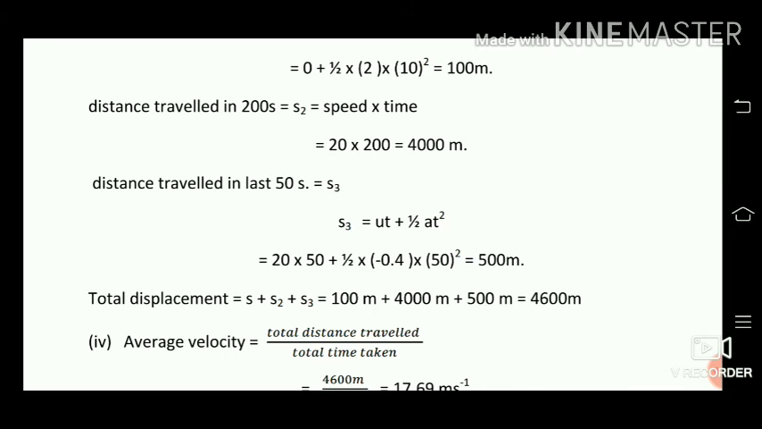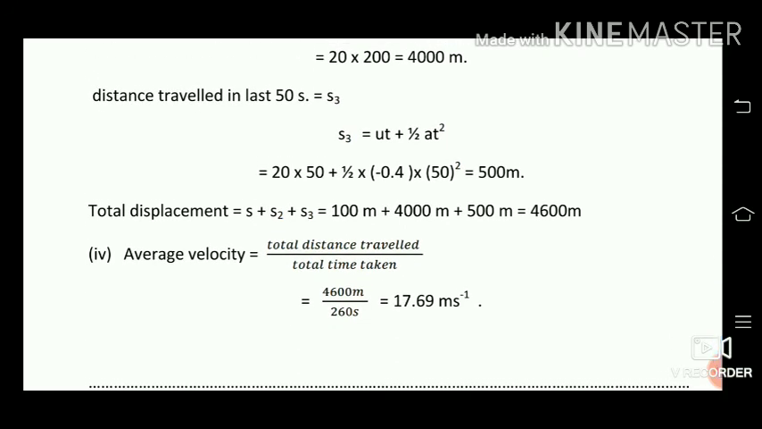For the second distance, since it travels at uniform speed for 200 seconds, we simply calculate distance is equal to speed into time, and S2 is 4000 meter. Now moving on to the next one, the distance traveled in the last 50 seconds, where it stops. So using the second equation of motion, S is equal to ut plus half at square, substitute the values of u, t and a, we can simplify and get the displacement S3 as 500 meter.